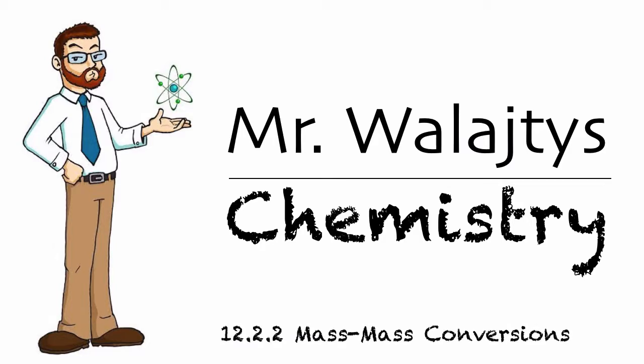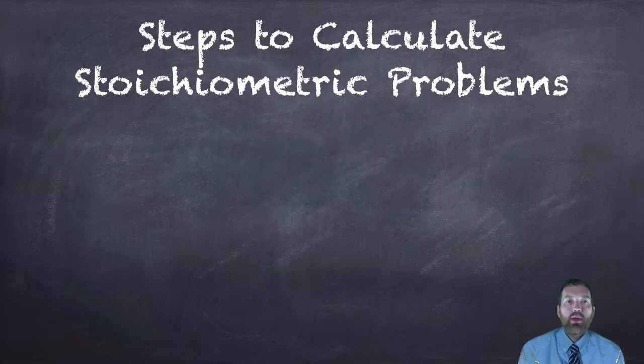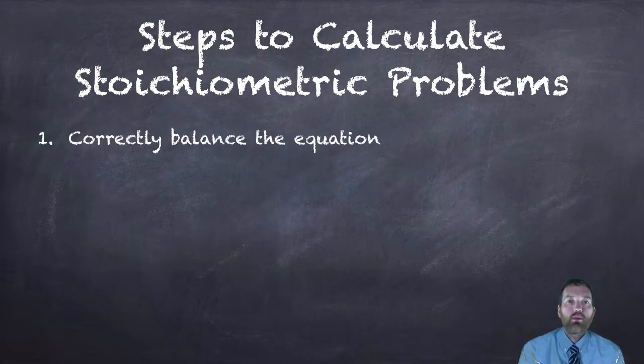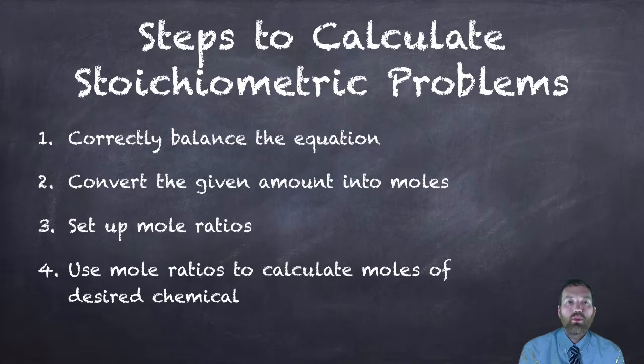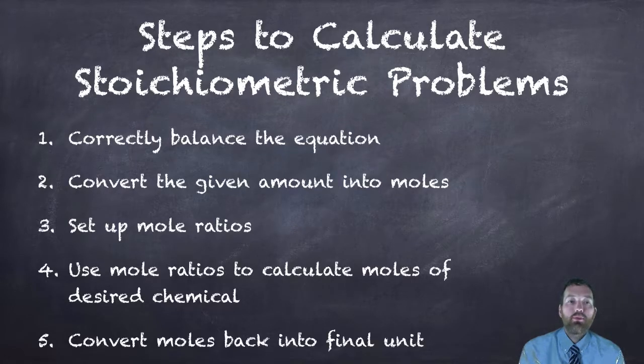In this video, we're going to talk about mass-to-mass stoichiometric conversions. So let's remind ourselves the steps to calculate any stoichiometric problem. Step number 1 is to correctly balance the equation. Step number 2 is to convert the given amount into moles. Step number 3 is to set up mole-mole ratios. And step number 4 is to use those mole ratios to calculate the moles of the desired chemical. And step number 5 is to convert the moles back into the final unit.